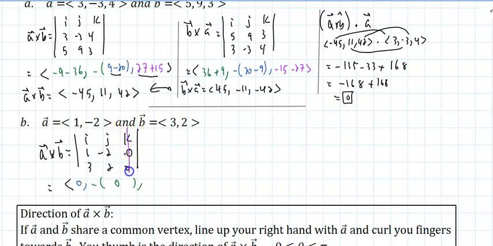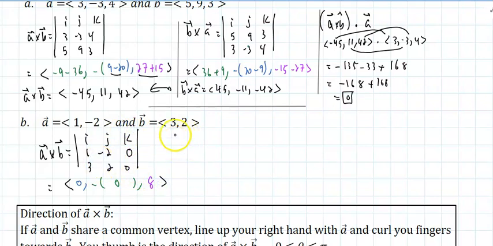And how about the K component? The K component will be 2 minus a negative 6, which is 8. So hopefully I didn't make a mistake. Yep, I don't make mistakes. That's a joke.